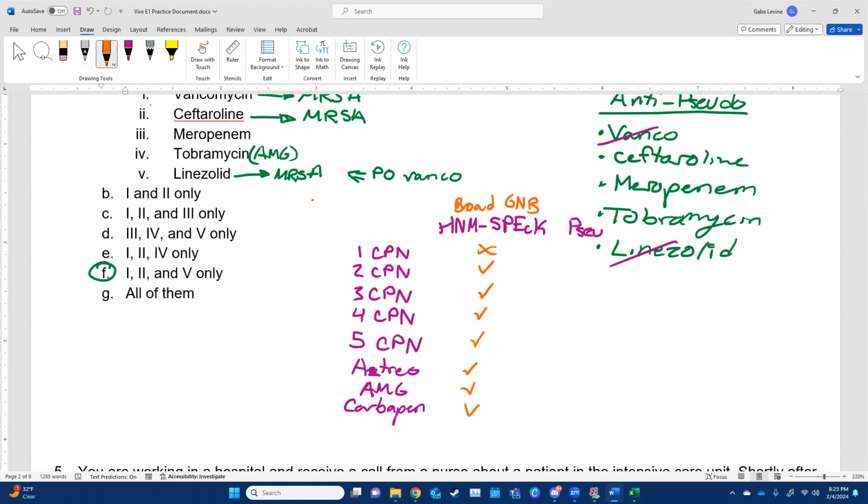All right. So other than the first gen, we don't get broad gram negative coverage. What generation do we see Pseudomonas coverage pop up? Third generation. So we have some in the third generation and then all the way down. So would ceftaroline? Yes. Meropenem? 100%. Tobramycin? Yes.